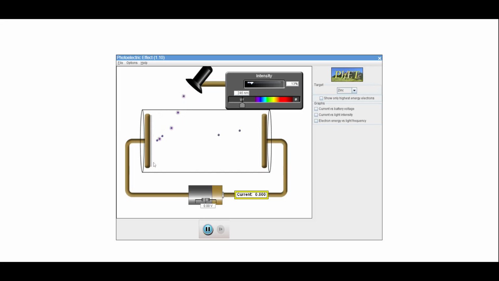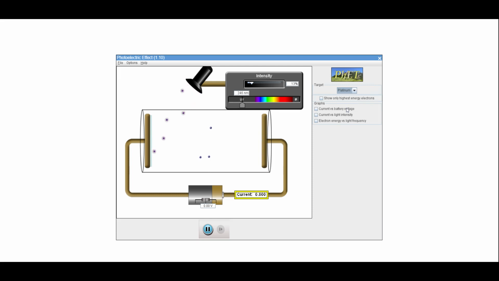The amount of energy that's needed for one electron to be released is known as the work function. And it turns out that different materials have different work functions. We are currently at the threshold wavelength or threshold frequency for zinc. If I change to a different material, for example, copper, that will have a different work function.